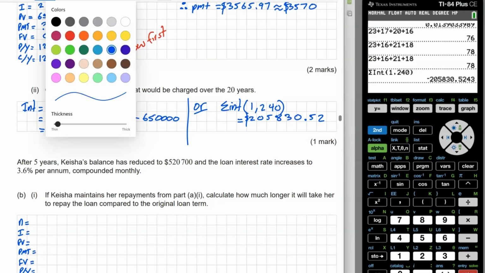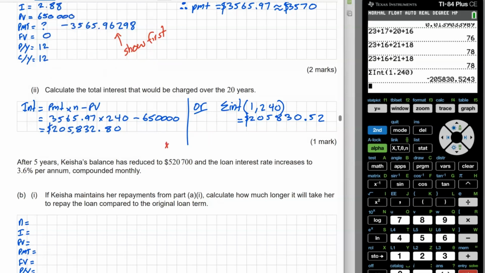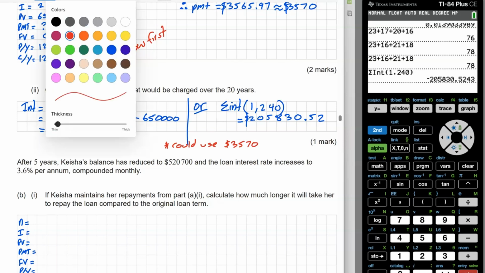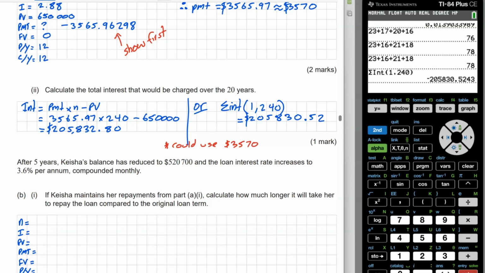Another option, and sometimes people do this, is you could use the one that we were trying to find it approximately equal to, so 3,570, but I always tend to use or prefer to use the actual value that we calculated as our payment, not the approximate value, and that's what I'll continue using below.